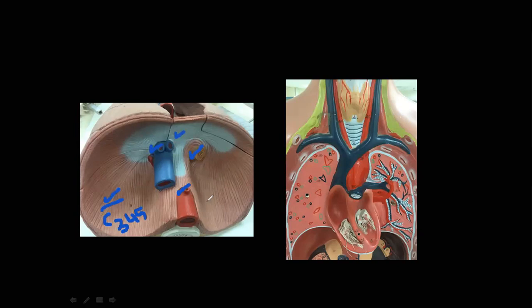What is the name of this structure? Central tendon of diaphragm. It is the insertion of the diaphragm. It has only one opening here, the central opening of the diaphragm, which is the inferior vena cava. The inferior vena cava opens here.